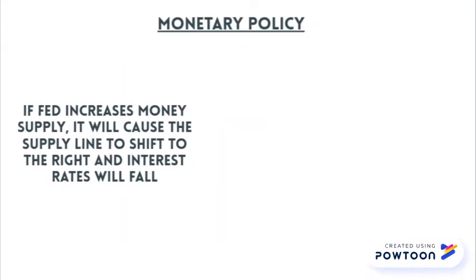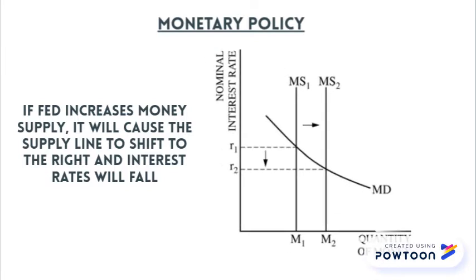Here we get to monetary policy, which is controlled by the Fed. If the Fed increases money supply, it will cause the supply line to shift to the right and interest rates to fall.